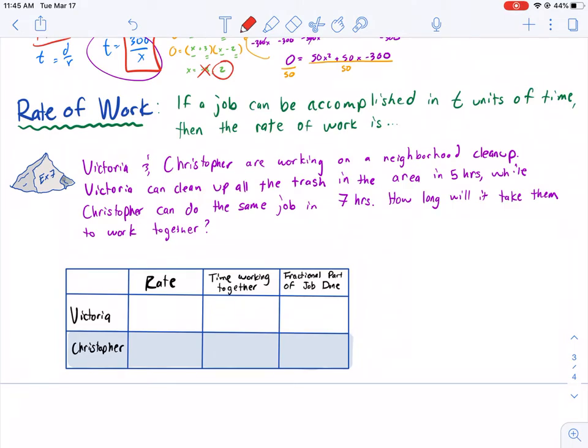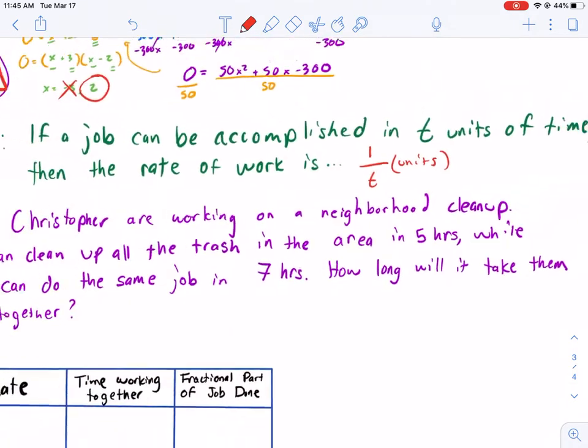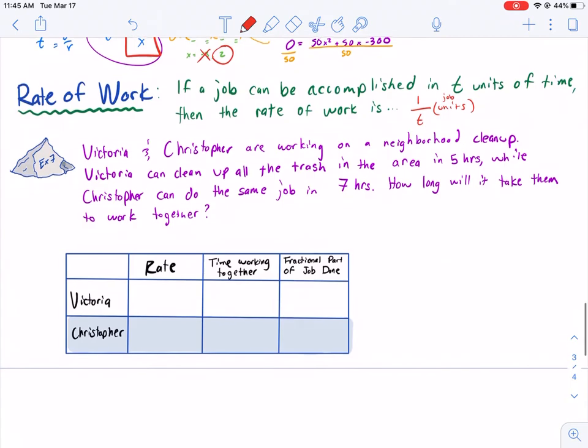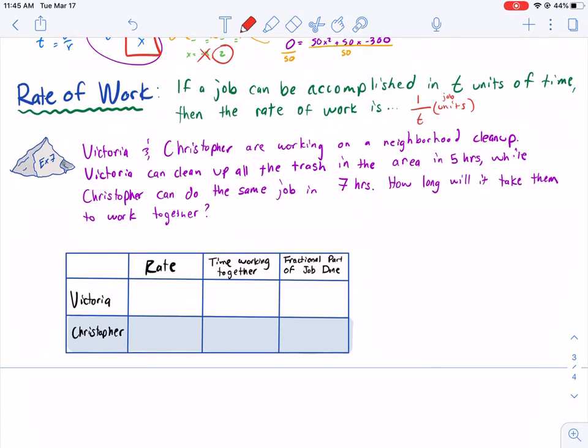But anyway, if a job can be accomplished in T units of time, then the rate of work is 1 over T job units. Okay? 1 over T units. Now that's where you're multiplying by the units of the job. So I should write job units. So you're multiplying by the units of the job. So 1 over T. Now, what does that mean? Well, let's put it into a context of a problem and you're going to see.